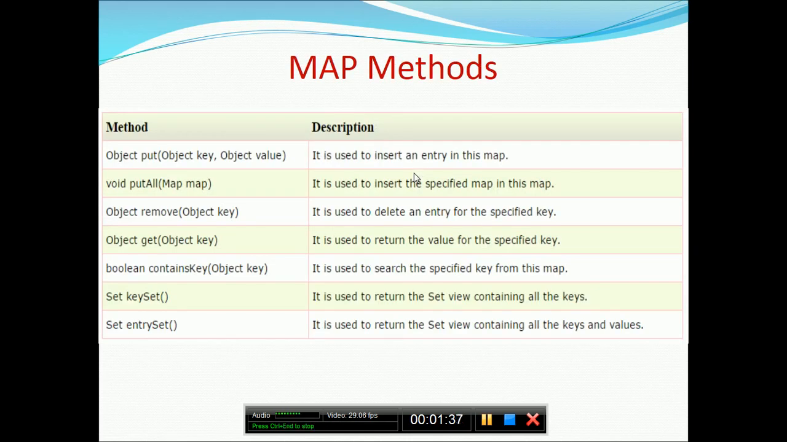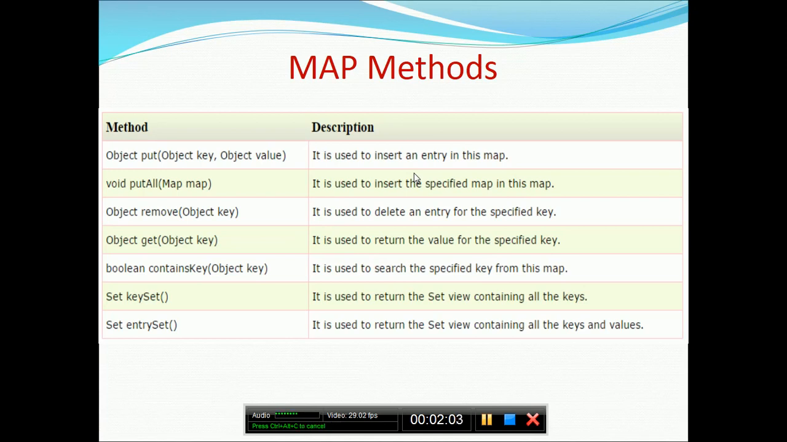Come to some of the methods. Put. The put method is used to insert an entry in this map. The parameters would be the key and the value. Here you can notice the key is of type object. It could be any object. Now putAll is used to insert the specified map into this map. Suppose you have an existing map and you want to add it into a new map, this putAll method could be useful.